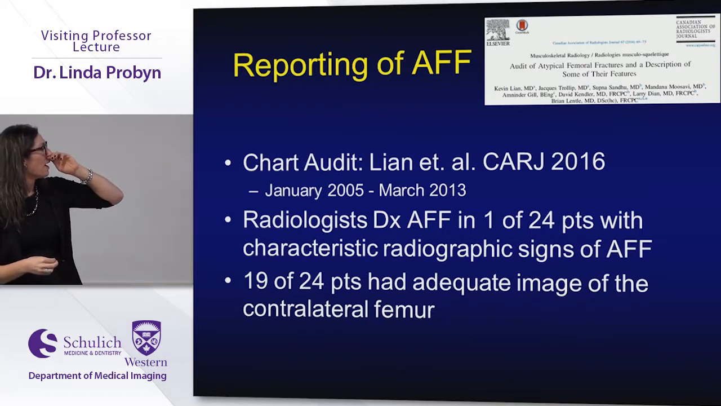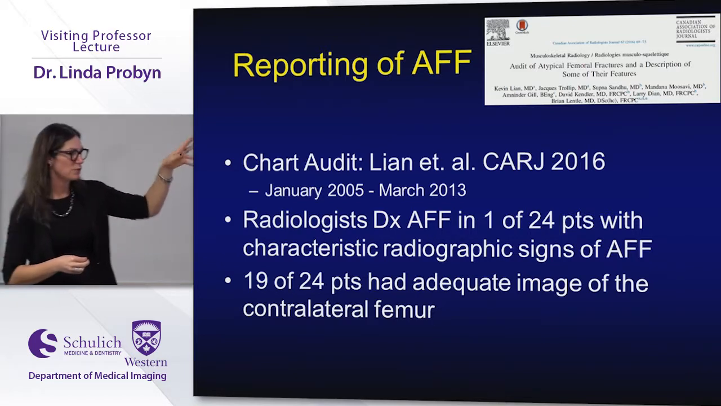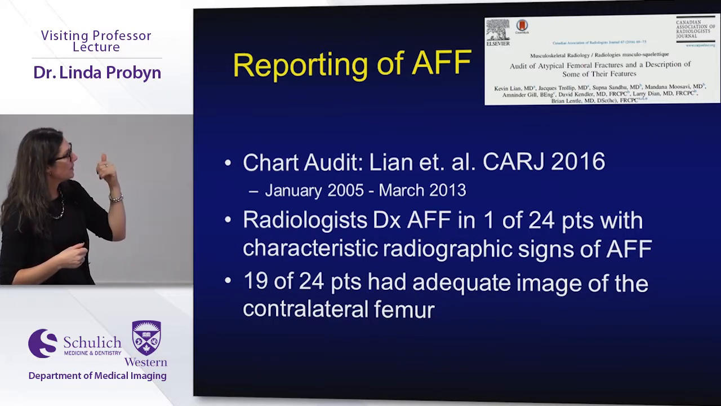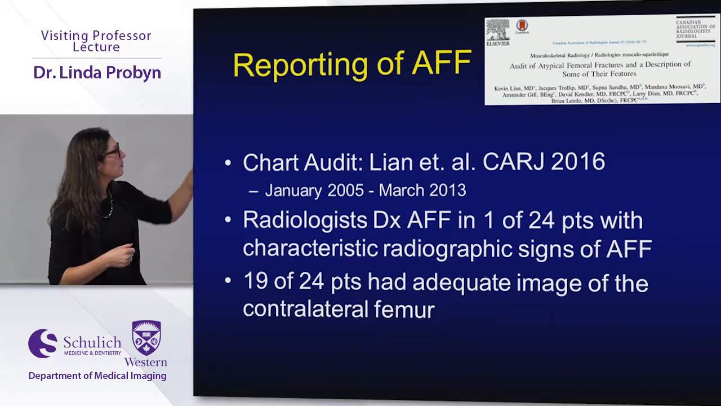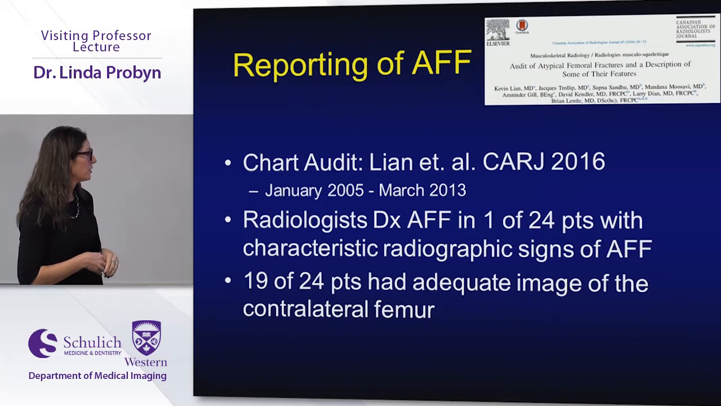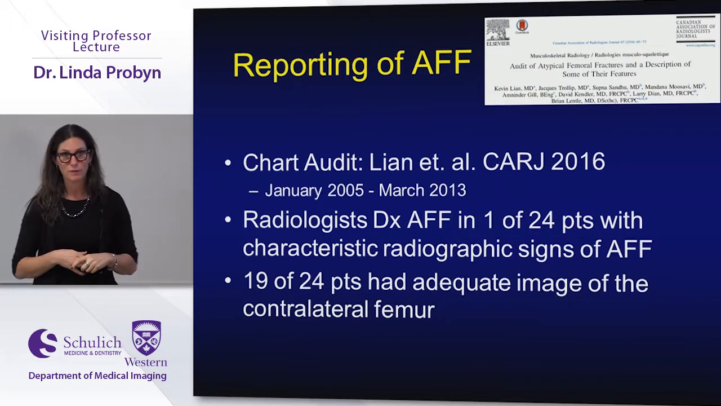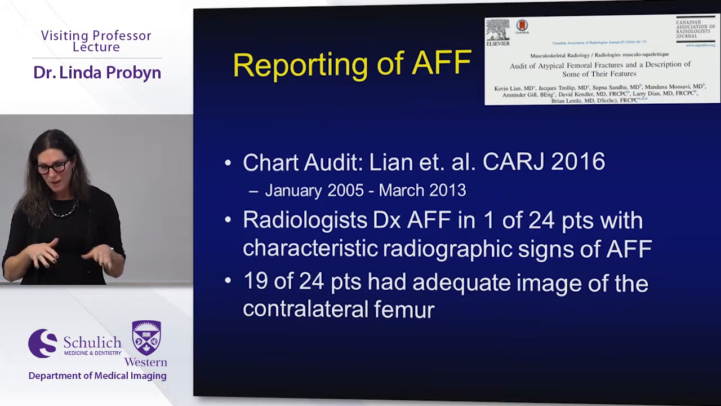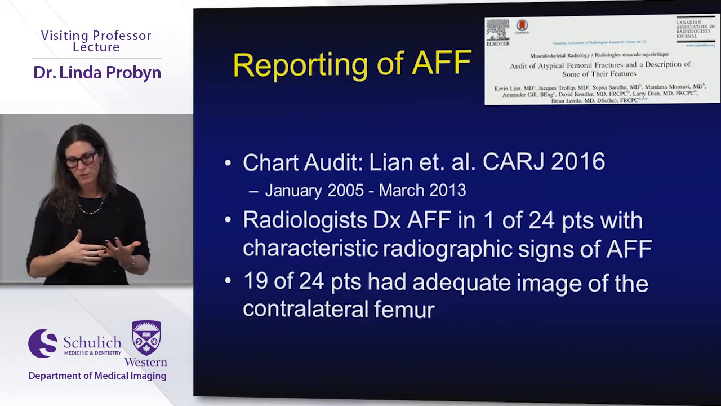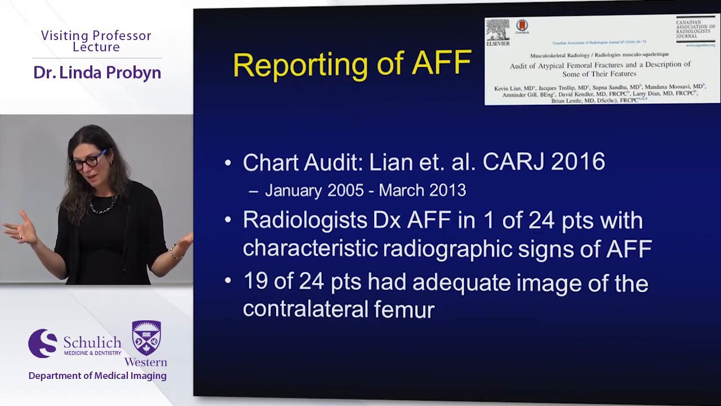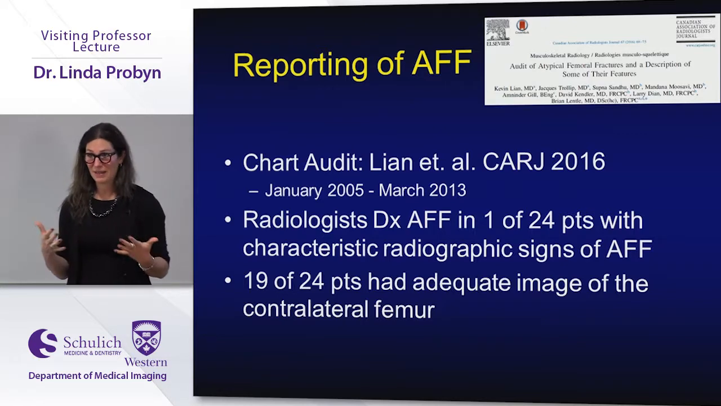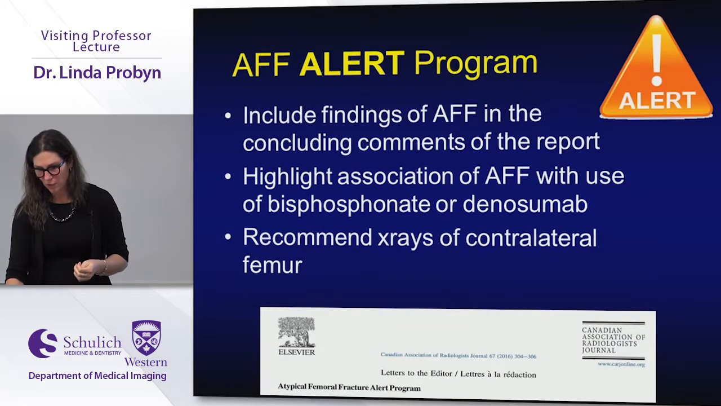So here's a chart audit that was published in the CARJ in 2016, and some of the people there are from BC. The bottom line here is that radiologists diagnosed atypical femoral fractures in 1 of 24 patients with characteristic radiographic signs of atypical femoral fractures, so not doing very well. 19 of 24 patients had adequate imaging of the contralateral femur, so they weren't all imaged bilaterally, and radiologists were only commenting and putting it in the reports in 1 of 24. So we need to get better, that's for sure. That was in their chart audit.